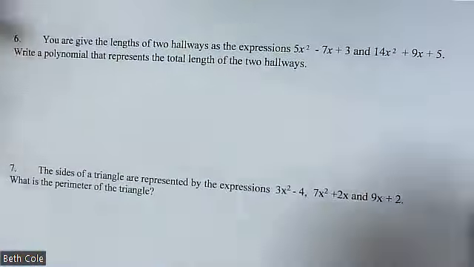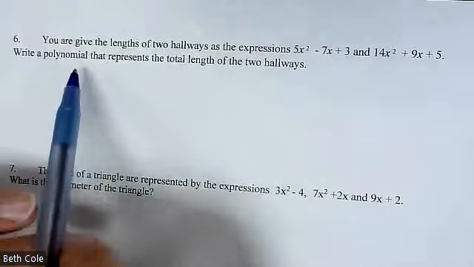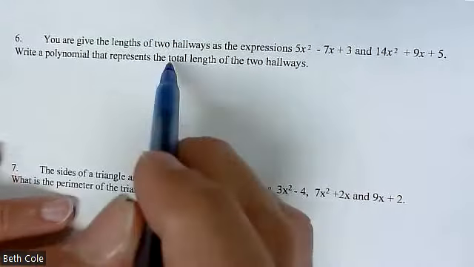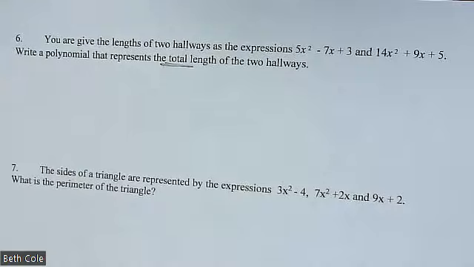All right, so flip it over. You're given the lengths of 2 hallways with these 2 expressions. Write a polynomial that represents the total. You want the total, are you adding or subtracting? Adding. You want a total, you add.